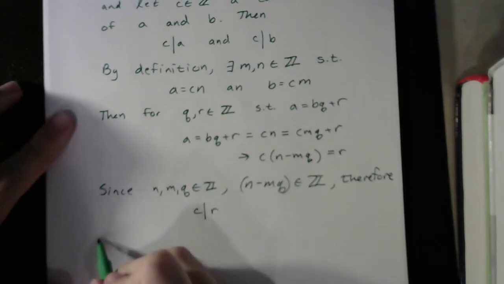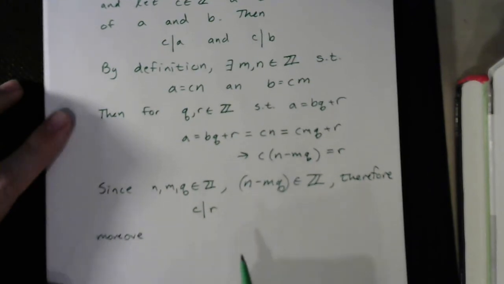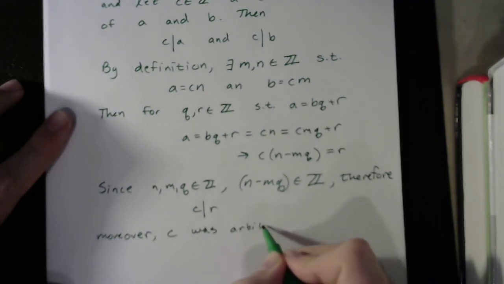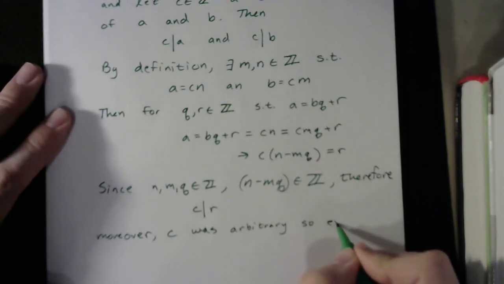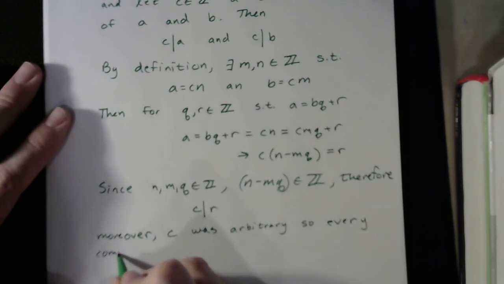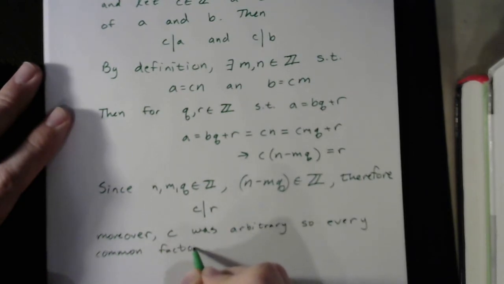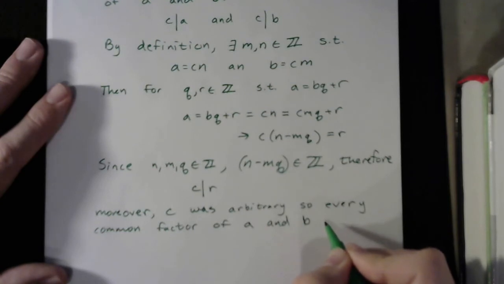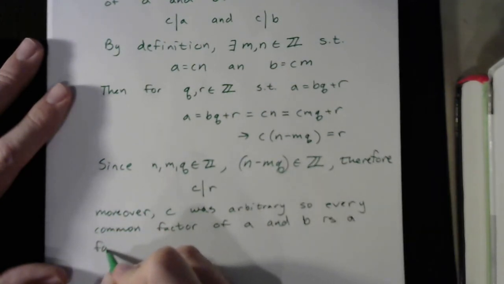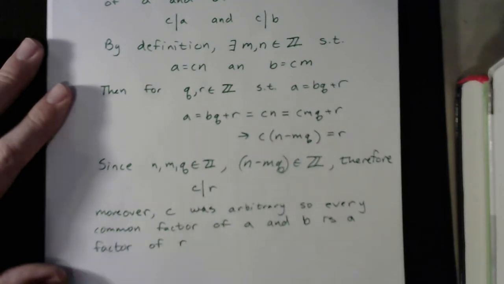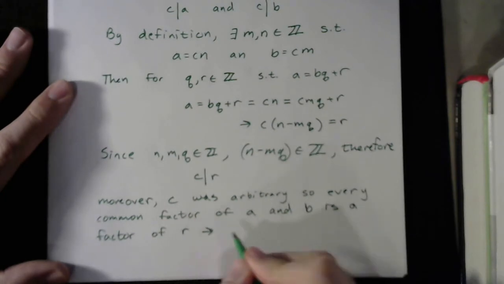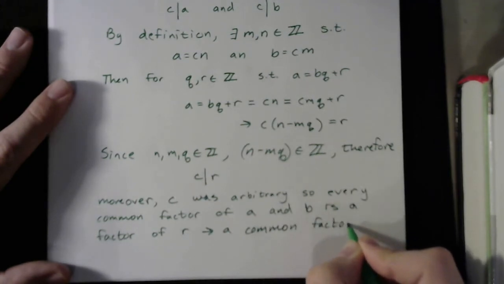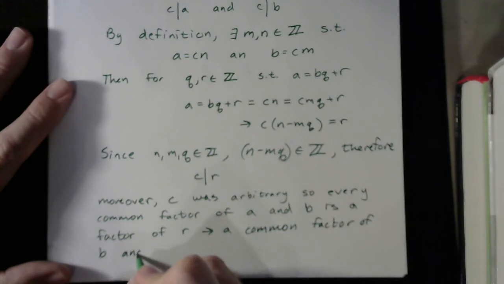And moreover, C was arbitrary, so every common factor of A and B is a factor of R. And therefore, a common factor of B and R.